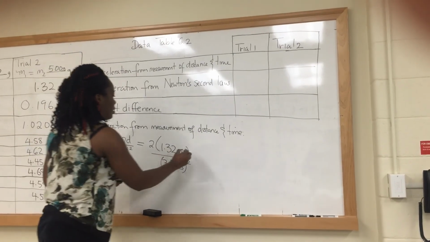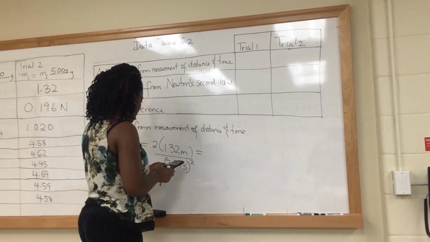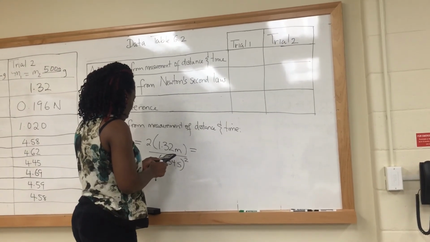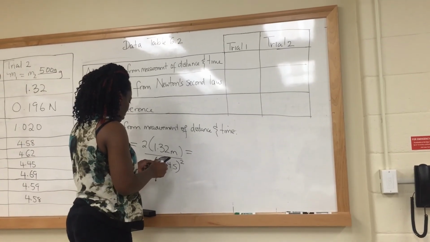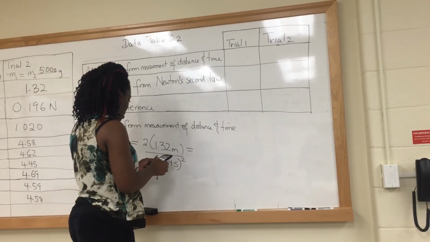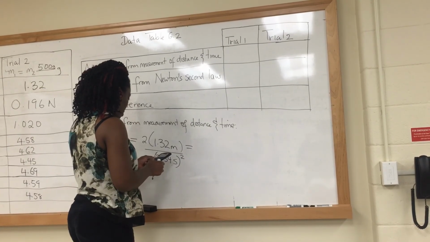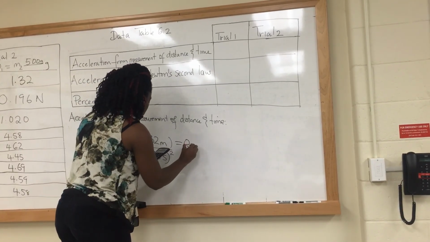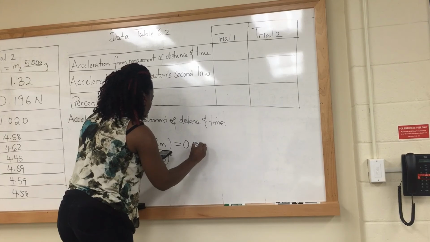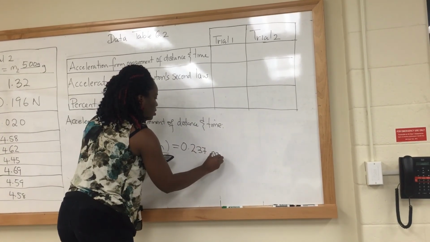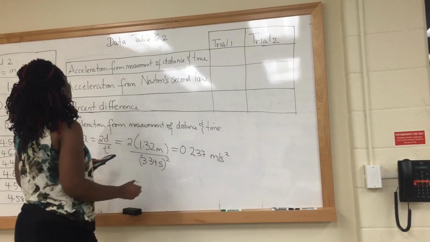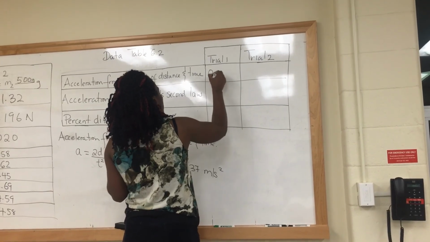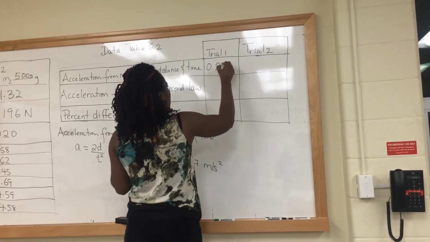All right, so now let's calculate that. So we have 2 times 1.32, and then we're going to divide that by 3.34 squared, and we will get 0.237 meters per second squared. So for trial one, the acceleration from our measurements is 0.237 meters per second squared.